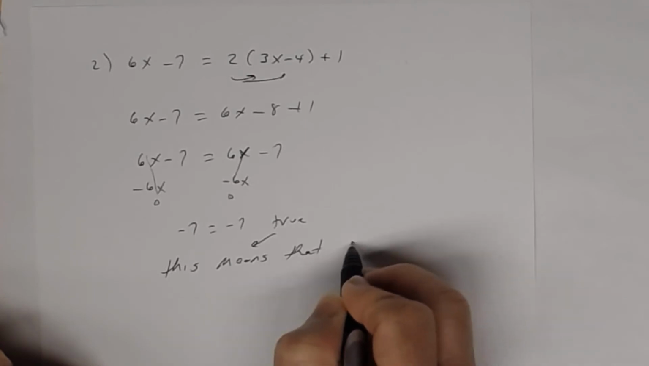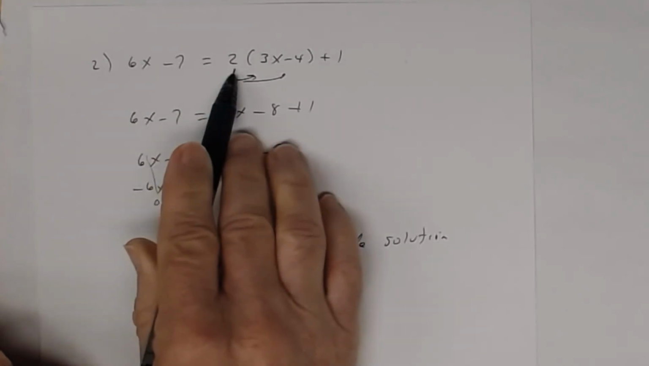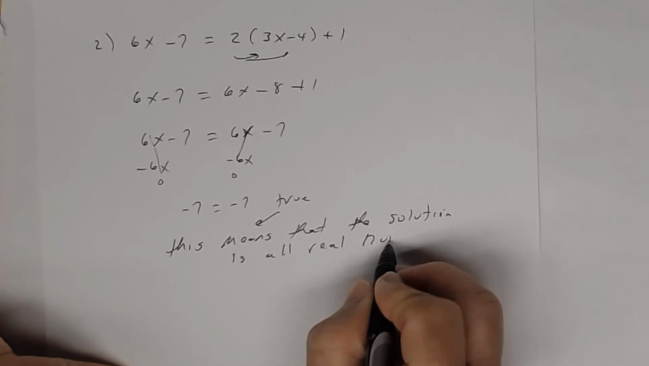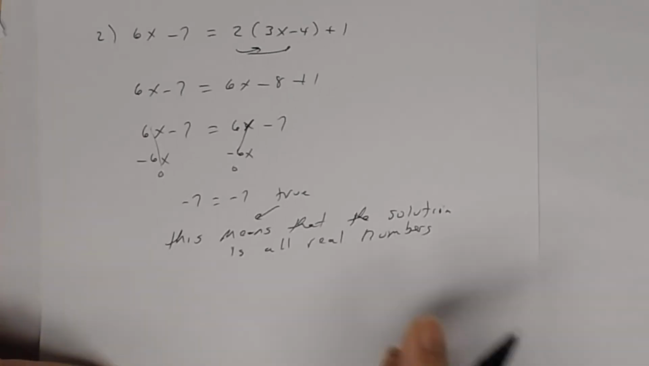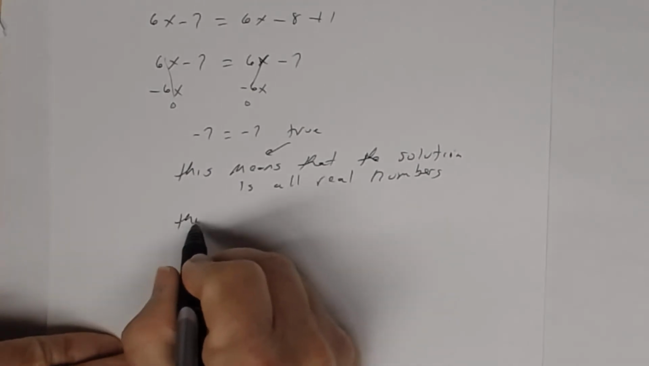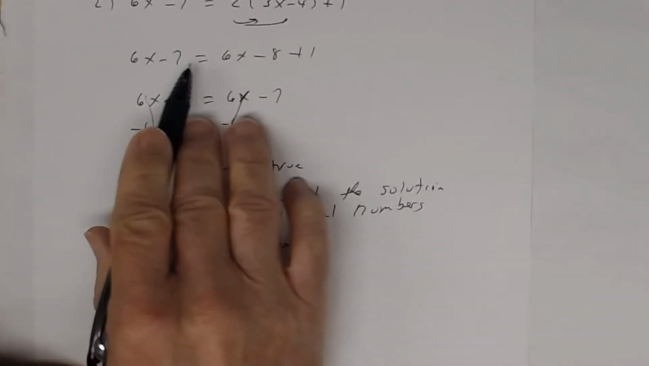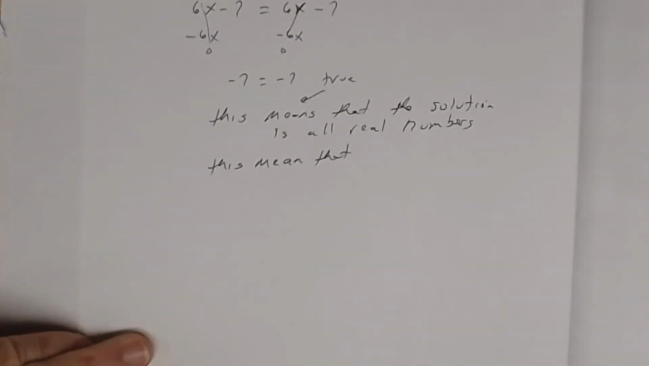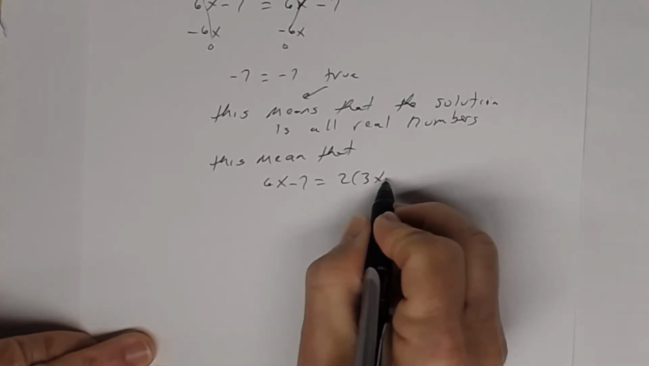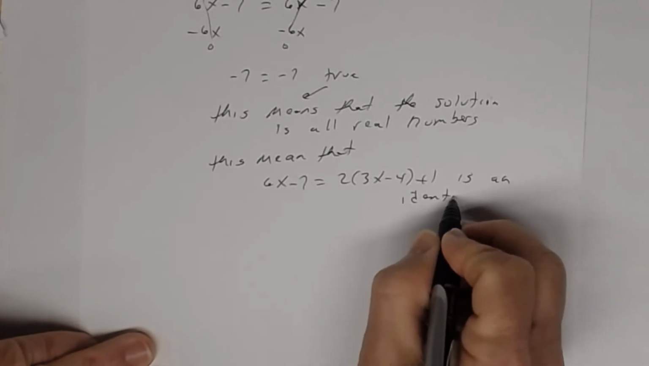So this means that the solution to this equation is all real numbers. All real numbers. Okay? And this also means that the original equation, let me go ahead and write it. This means that 6x minus 7 equals 2 times 3x minus 4 plus 1 is an identity.